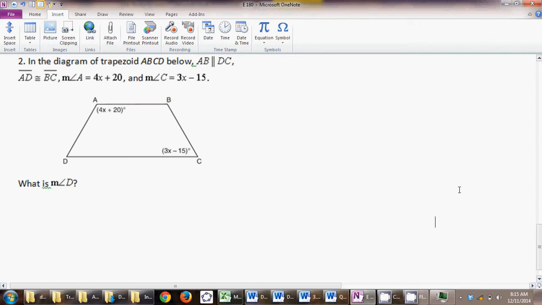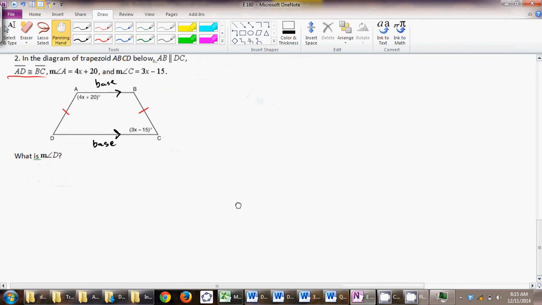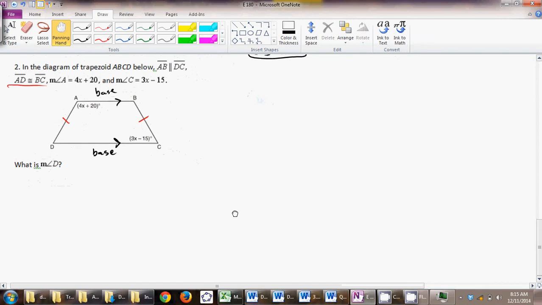In diagram of trapezoid ABCD, I got a trapezoid. Ooh, love trapezoids. AB is parallel to DC. So that's telling me they're my bases, right? Base. All about that base. And they also say, look at this piece of information: AD must be congruent to DC. So I don't have just any kind of trapezoid. I have an isosceles trapezoid because my legs are congruent.